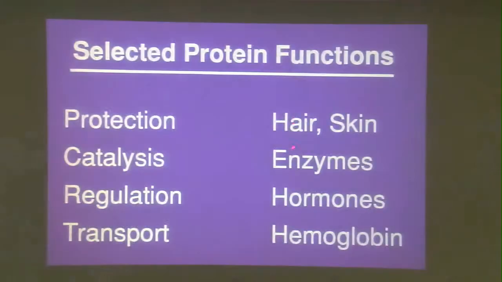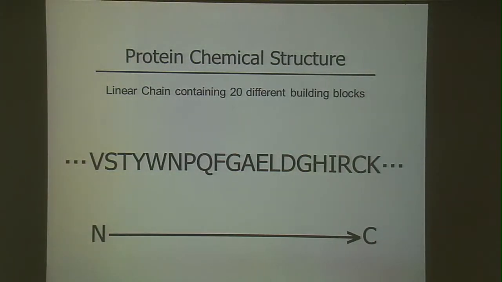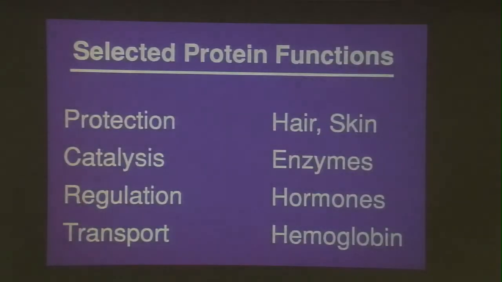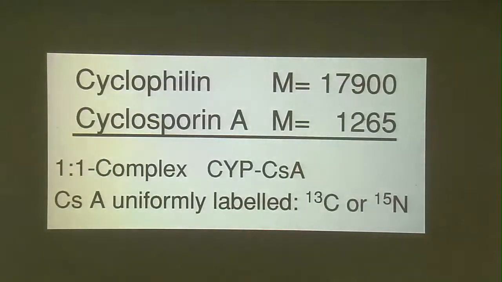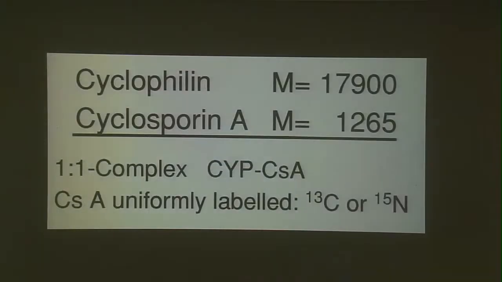And we cannot understand the difference in the behavior of hair and skin from the properties of enzymes, hormones, and hemoglobins if we only know the linear chemical structure of these polypeptide chains. We must know the three-dimensional structure. And this has important consequences also with regard to economy, health support, and so on. I show this to you with a particular example.